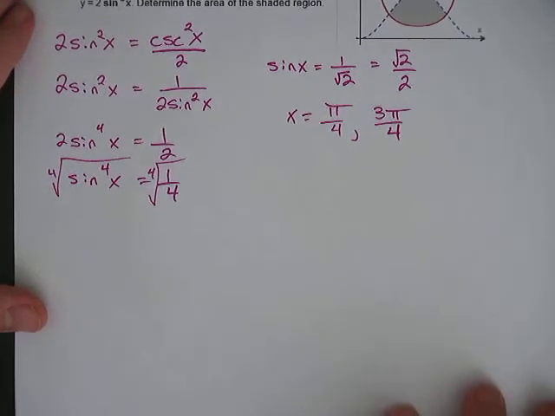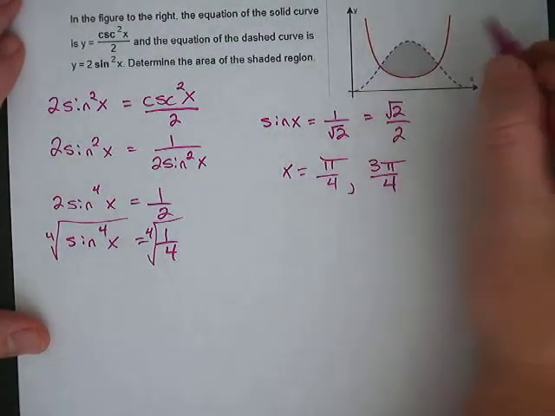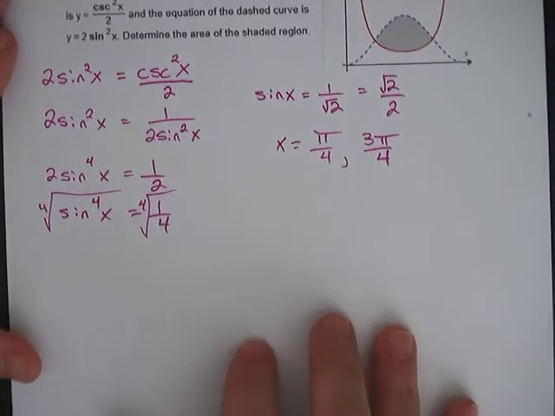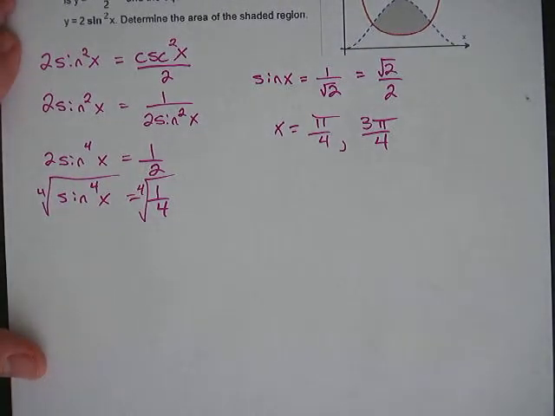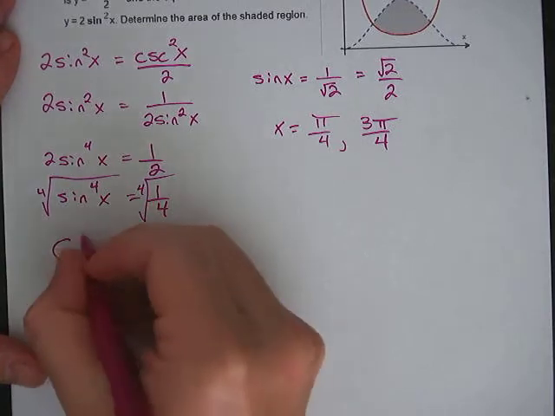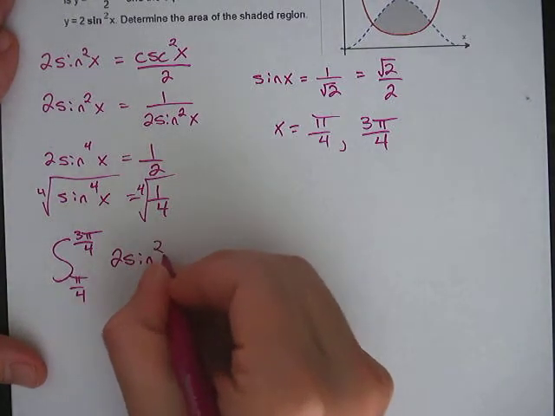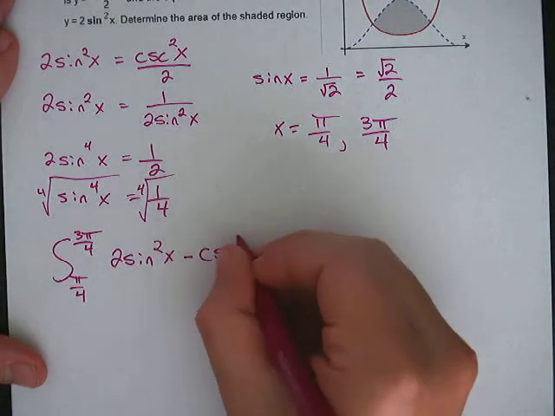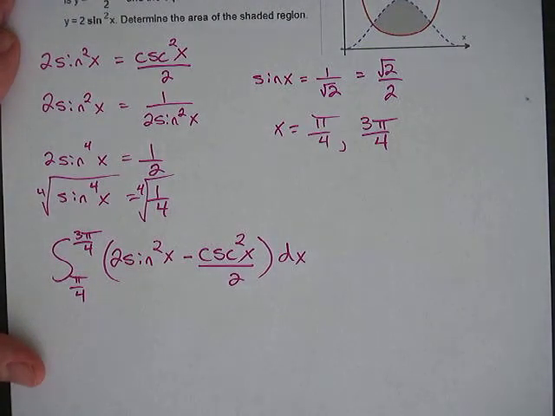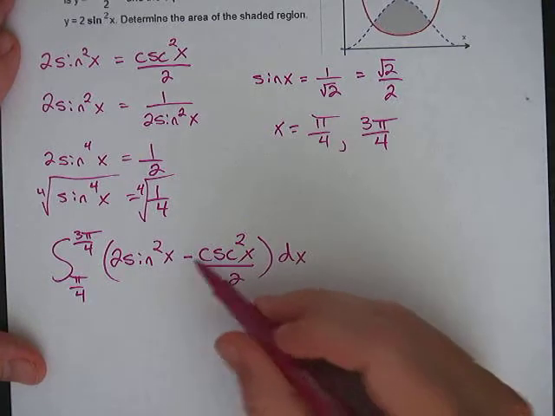Now we want to actually integrate this thing. So what's our top function? Well, our top function is the sine function. You can tell because it's going up and down, and then the cosecant is the u-looking function. So the top function is going to be the sine function, and the bottom function will be the cosecant squared. Okay, so limits of integration, pi over 4, 3 pi over 4. Okay, and then we have 2 sine squared x minus cosecant squared x over 2 dx. Okay, so the cosecant squared has an antiderivative of negative cotangent.